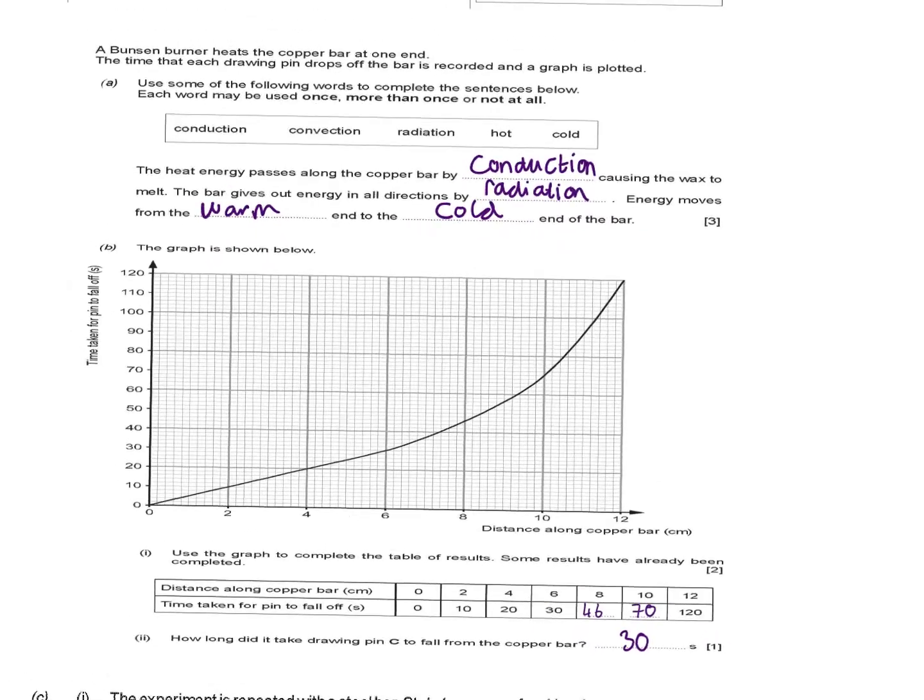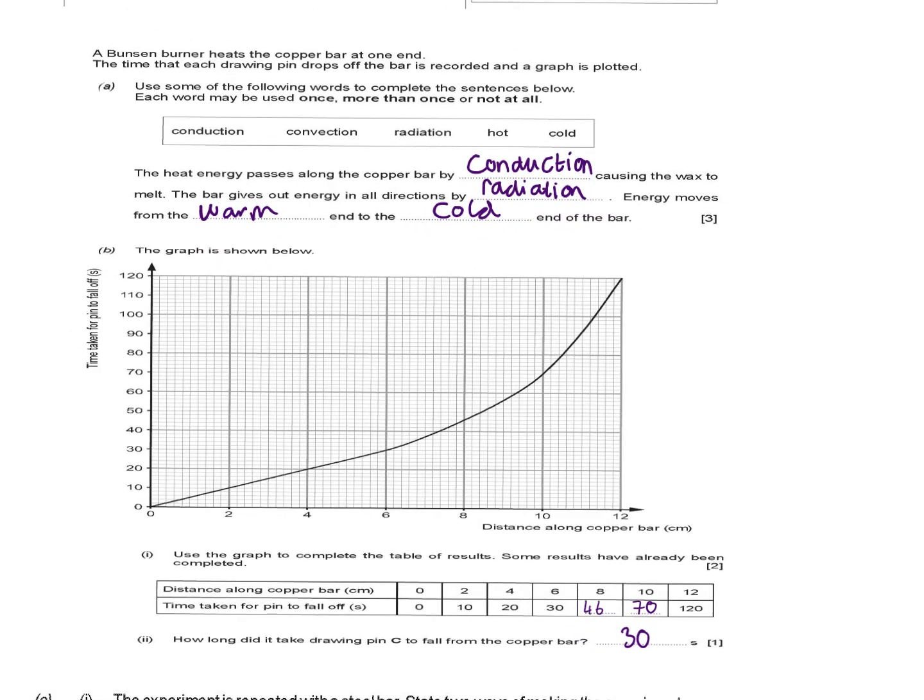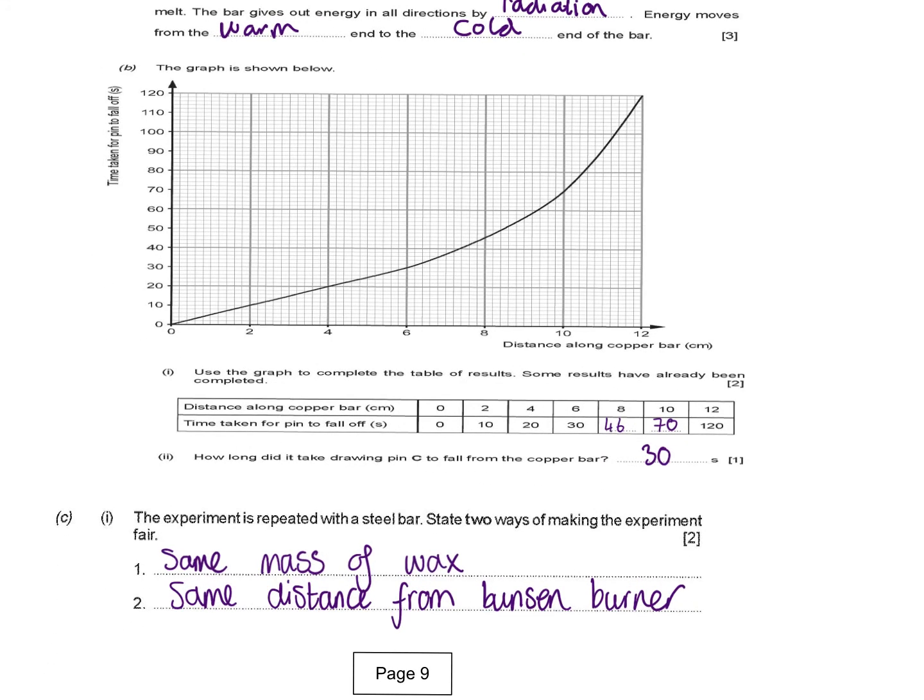Right, the heat energy passes across the copper bar by conduction, causing wax to melt. The bar gives out heat in all directions by radiation. Energy moves from a warm end to the cold end. Next, then you need to use the graph to work out some of the results. And how long did the drawing pin C take to fall off the copper bar? 30 seconds. Okay.